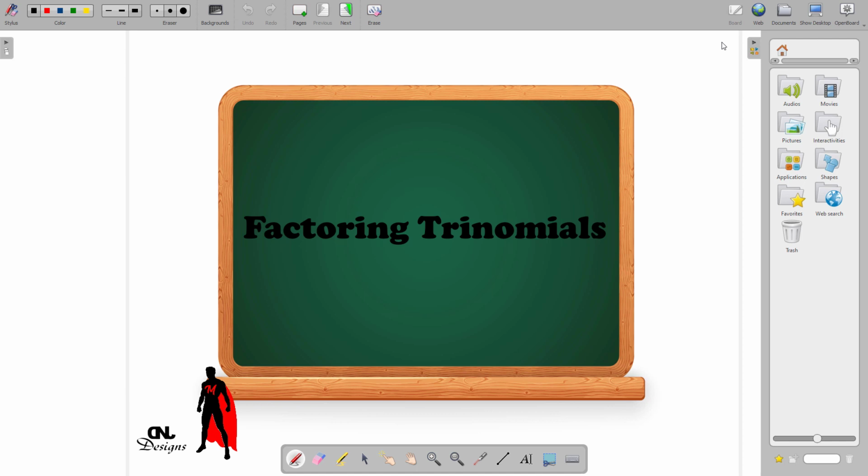Today we're going to be looking at factoring trinomials. We're going to be factor tractors.